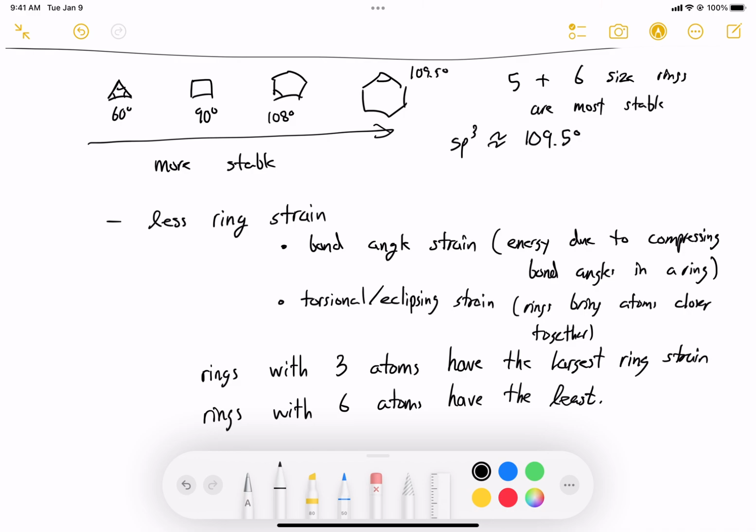3-membered ring triangles, they're very small, very compact, not very stable. Squares are not that much better. There's still a decrease in bond angle strain, but it's still very reactive. Cyclopentane's almost there. It still has some eclipsing interactions. And then the cyclohexane's the best because the chair structure has no eclipsing interactions and it's bond angle strain free. So it has the least amount of ring strain, which is close to 0. Okay, so that's the ring strain.